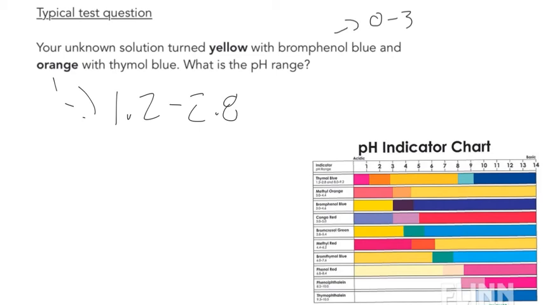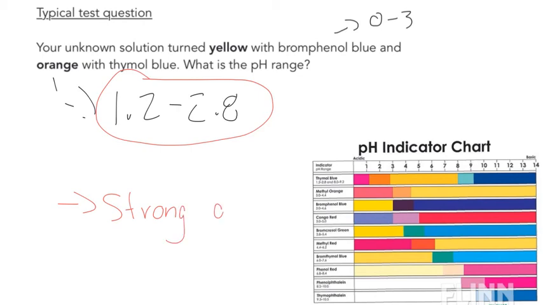So the only place where these two ranges overlap is the range where you have thymol blue as orange. So our pH range is 1.2 to 2.8, which is another reason why thymol blue is really useful to find out strong acids, because it has two color changes at a very, very short interval. So I hope this clarified the usefulness of indicators and the type of question that you'll have.